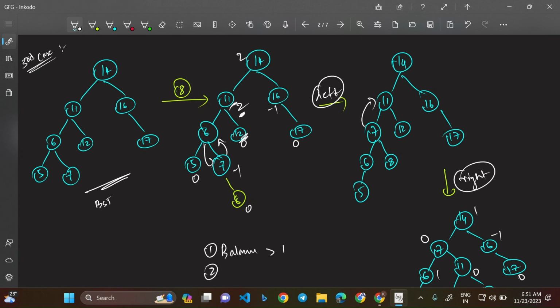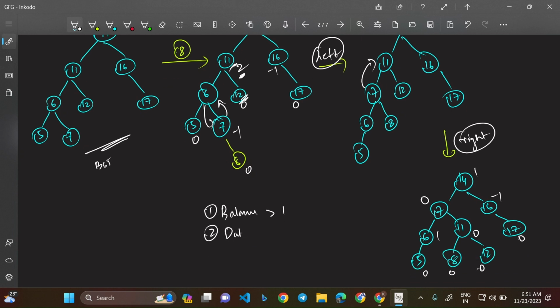And what is the second one? The data that you have added just now, 8 is what you have added, and the data is actually greater than the node's left data, isn't it? So 11 is where you have got the disturbance, and what is the data of that particular node to the left of it?